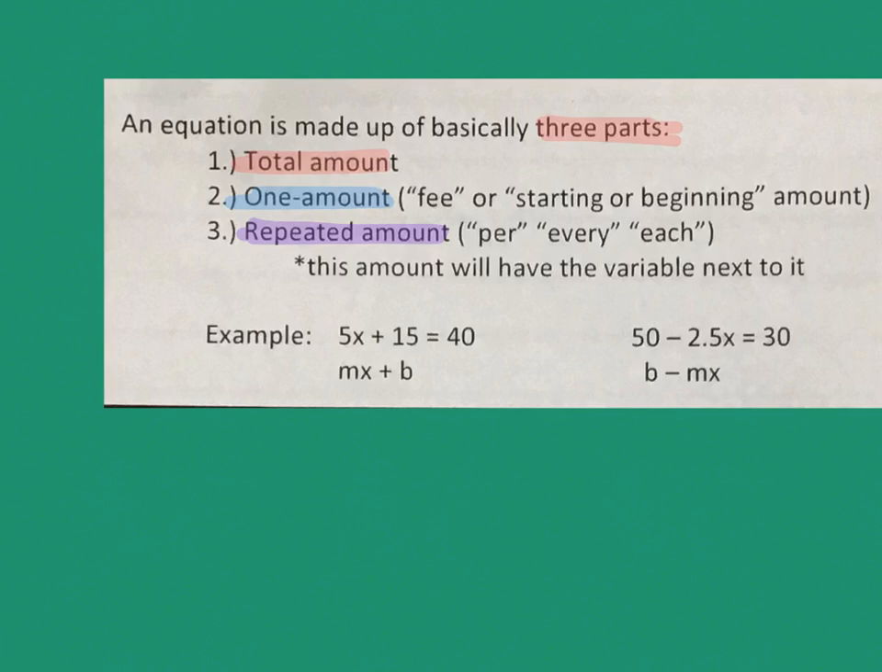So if you've had equations before, the one-time amount is going to be your constant. So I'm going to add this word. That's what I'm going to call it, the constant. The amount that gets repeated a lot has a letter, or it is your variable. That's the word I'm going to use. And then your total amount is what goes at the end of your equation. It's what goes by the equal sign.